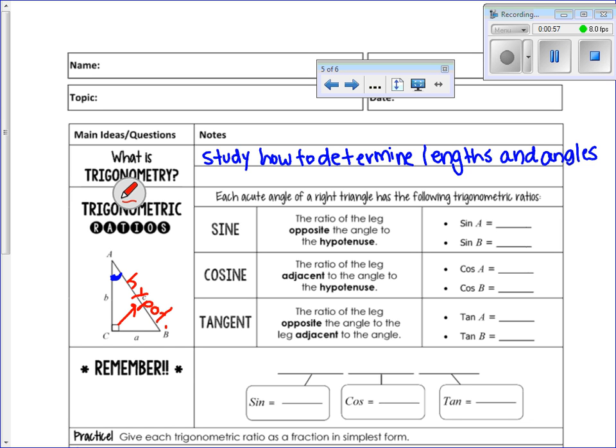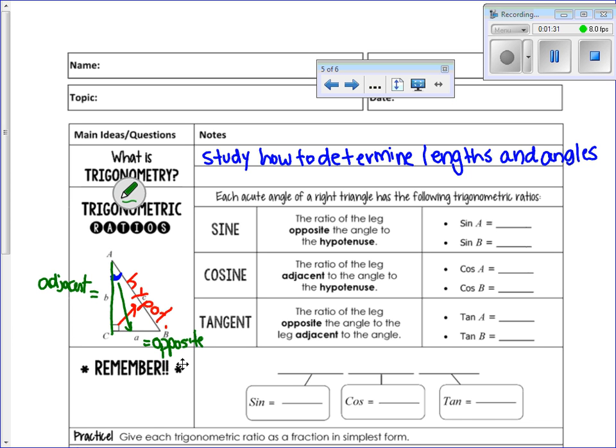Now for angle A, the side opposite angle A is little a. This is opposite angle A. Now the side that's adjacent to angle A is little b. It's right along there. It's the only one. It's adjacent. It runs along the side of angle A. Okay? So let's go ahead and get started.